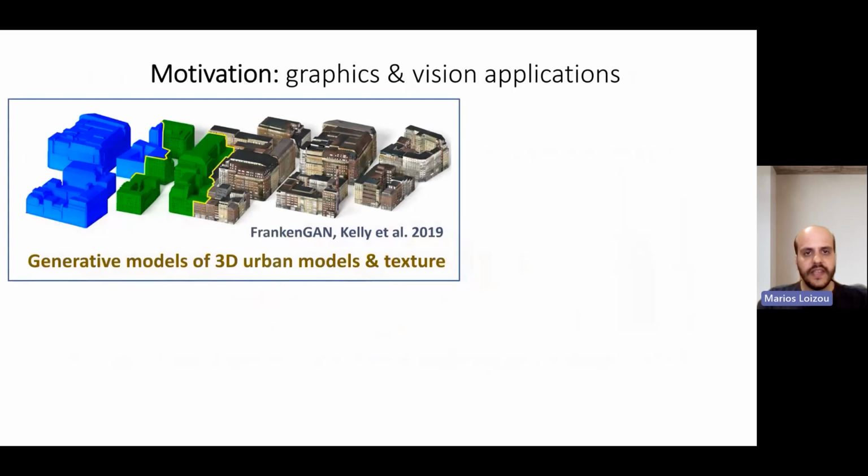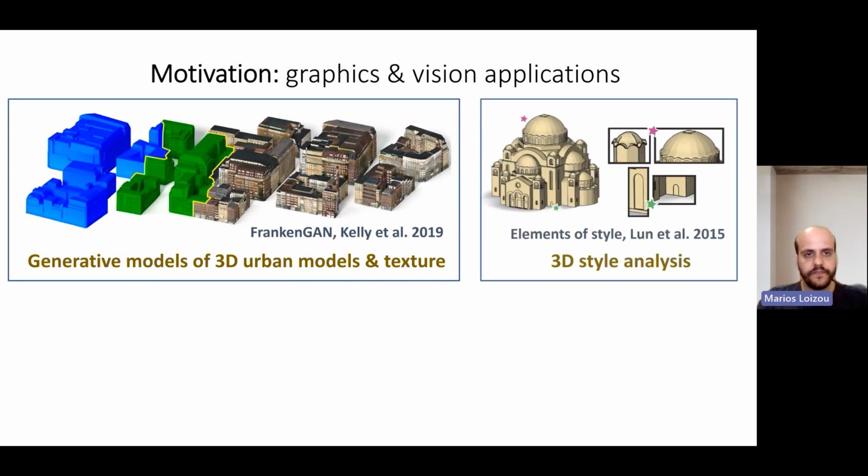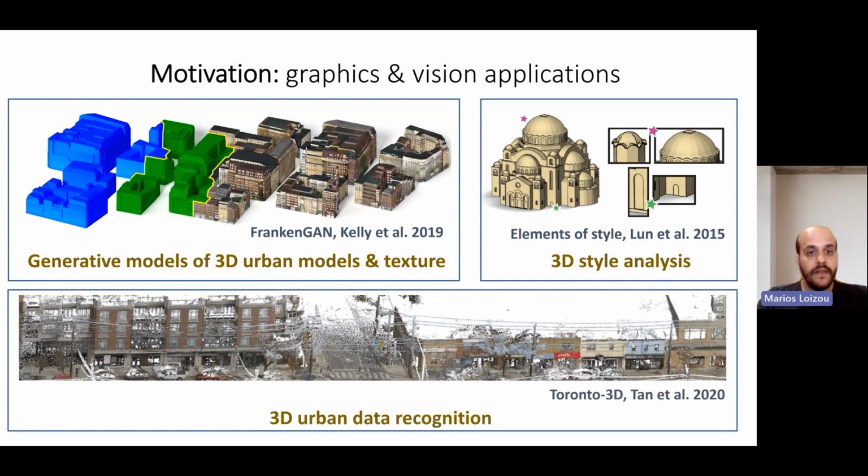Another motivation is the multitude of applications related to labeling 3D buildings. Structure-aware generative models of 3D urban geometry and texture are becoming increasingly useful in graphics and virtual worlds. Labeled parts can also facilitate style-related analysis of buildings. Finally, synthetic building datasets may also be useful to train or pre-train 3D urban recognition pipelines.